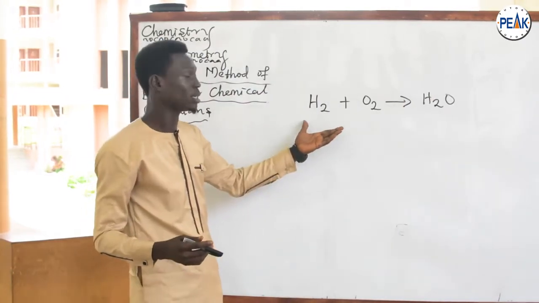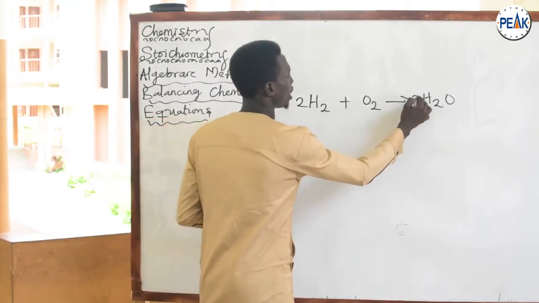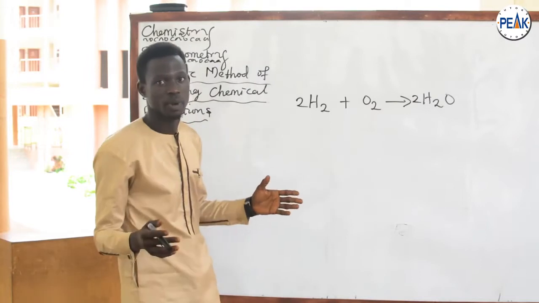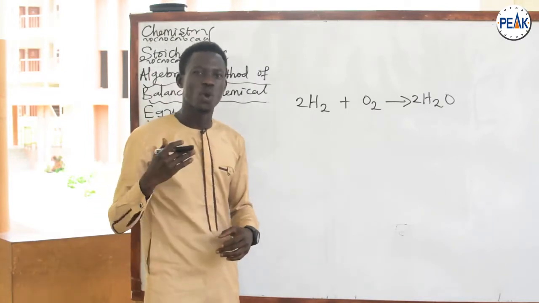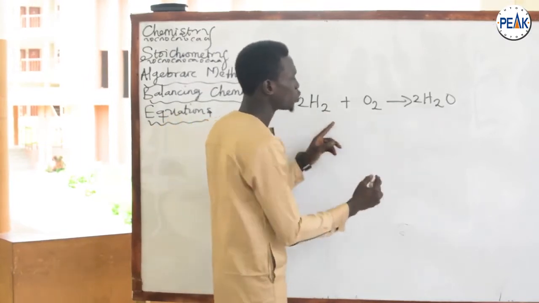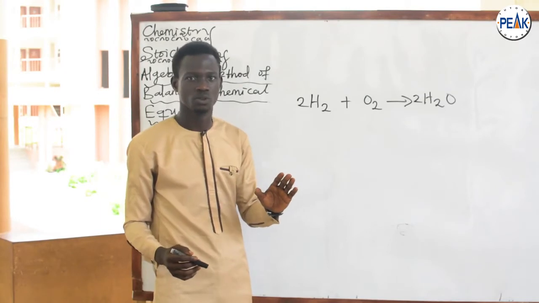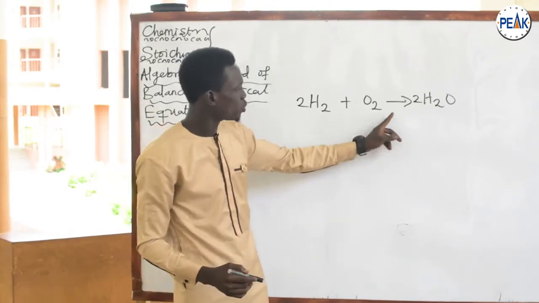This is very simple. Just by investigating them, I know I have to put 2 here and I have to put 2 here, and then this equation is balanced. And you should note that when you balance chemical equations, you do not touch the subscript. If not, you are going to change the identity of the compound or the molecule. So you don't tamper with what? With the subscript at all.